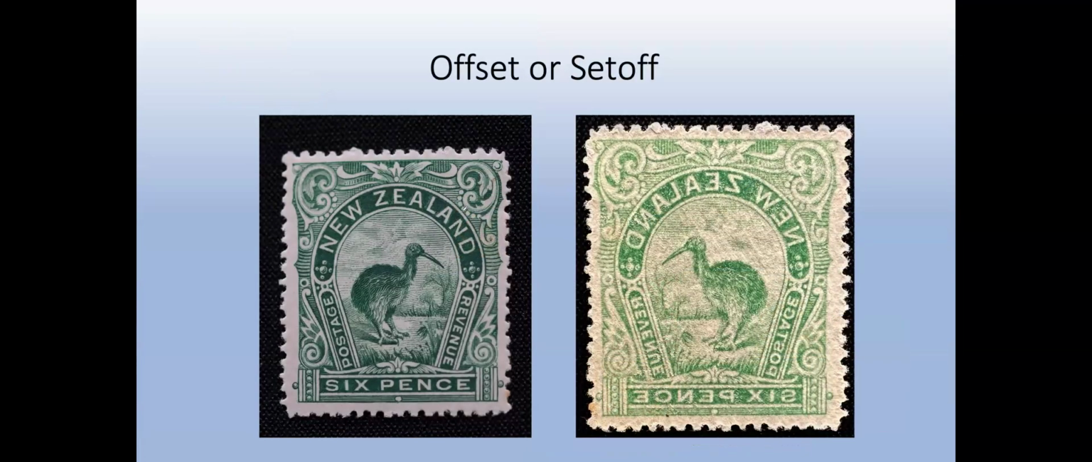An offset or a set-off is when a stamp goes through the printing press and ink that hasn't dried gets attached to the gum of the stamp that comes above it. So this stamp here on the left is the stamp as it was printed, and you turn it over and it's got a ghost image reversed printed on the reverse of the stamp.